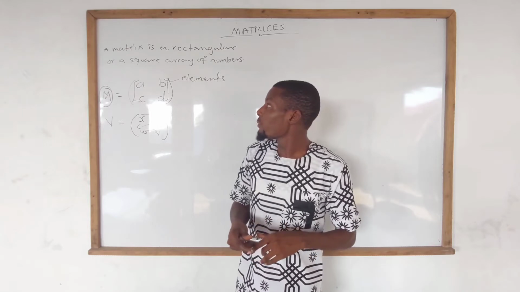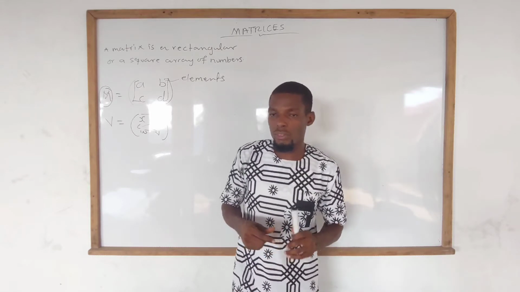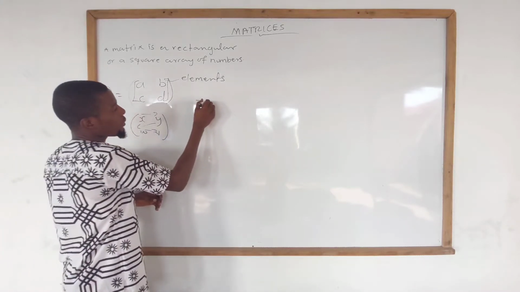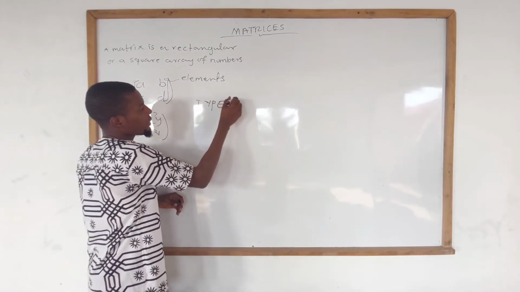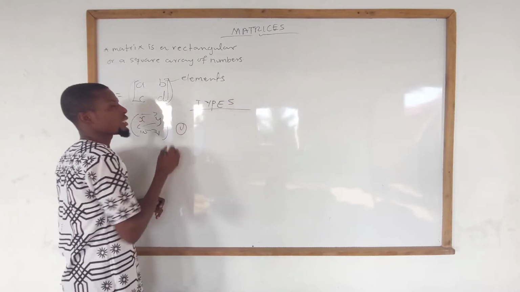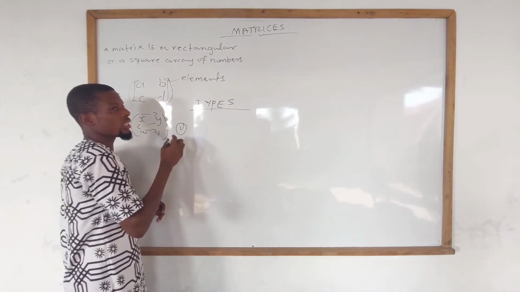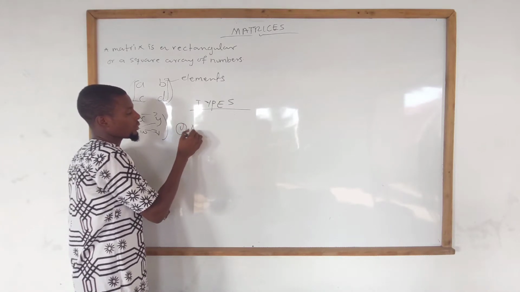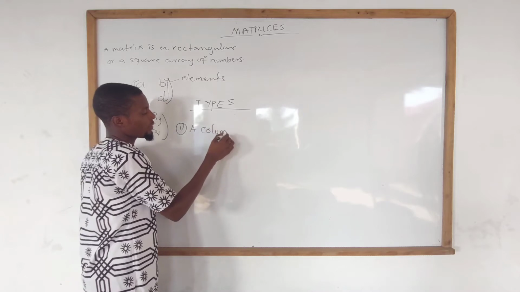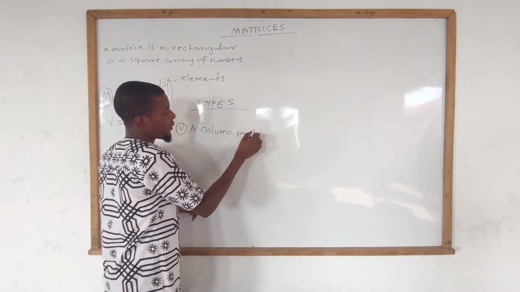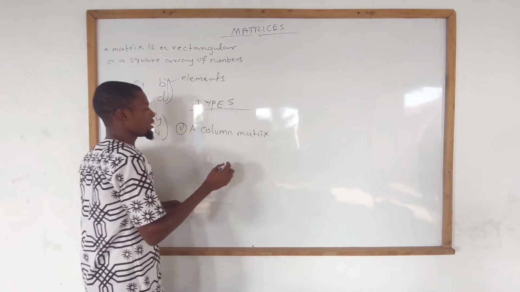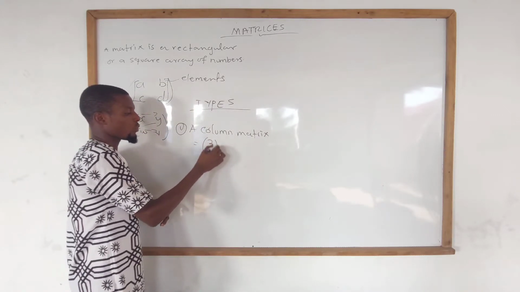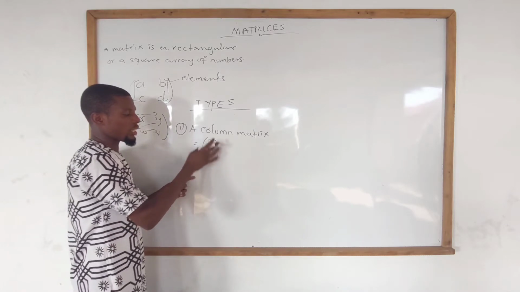So without much ado, let's look at types of matrix. The first one is called a column matrix. A column matrix is a matrix that is made up of only one column. Example, I have 2, 4. Are you getting that? This is a column matrix.